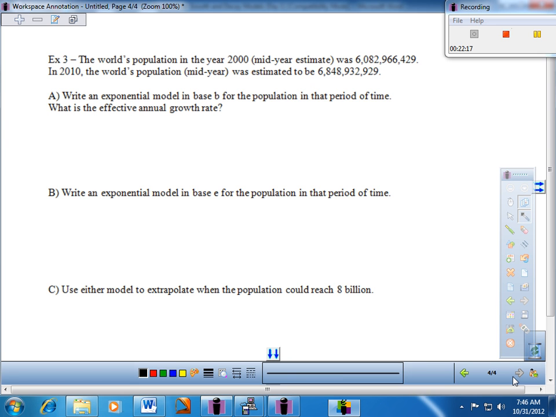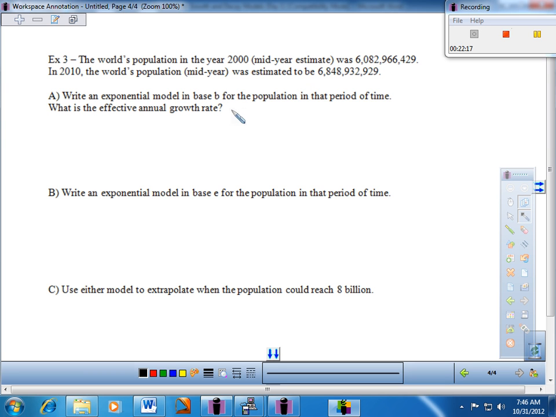And let's see what it says. Oh, perfect application. The world's population in the year 2000, and I got this online, is what's called a mid-year estimate, and was just over 6 billion. In 2010, the world's population, again a mid-year estimate, was almost 7 billion. Based on that, with the population growing exponentially over time, it says write an exponential model in base b for the population in that period of time, and what is the effective annual growth rate. So by what percentage would the population be increasing from one year to the next, to the next, and to the next? Let's see what we have going here.